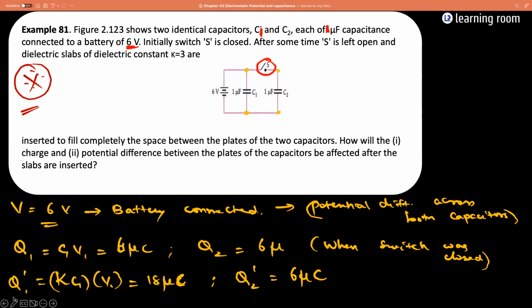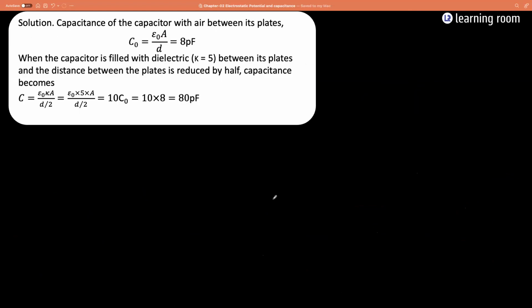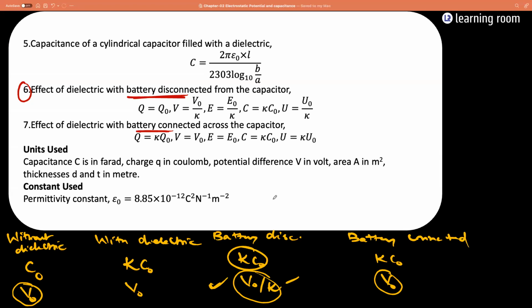I know it is confusing you. That is why pay attention. Did you all make a note of this table? So in this table, when the dielectric is inserted and the battery is disconnected, what is happening to the charge? It is the same as the initial charge that it had when the dielectric was not inserted. So what should be the value? You go back to the previous table. Potential will decrease.